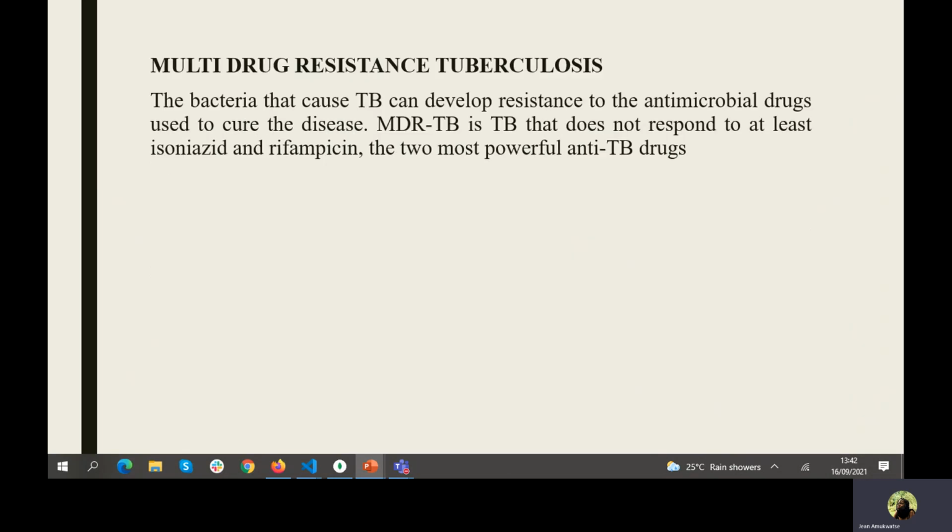Multi-drug resistant TB: the bacteria that causes TB can develop resistance to the antimicrobial drugs, which are isoniazid and rifampicin, and they're used to treat the TB disease. So MDR TB is TB that does not respond to at least those two, isoniazid and rifampicin, which are the two most powerful anti-TB drugs.